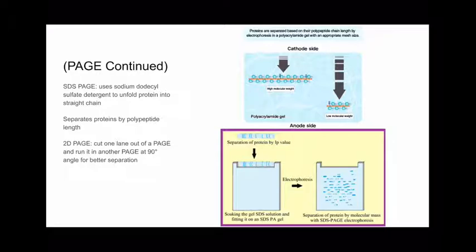Finally, you can also use 2D PAGE to improve protein separation by taking out one lane from a completed PAGE and then placing that lane at a 90-degree angle in a second PAGE. So the second PAGE is typically a different type than the first PAGE. For example, if the first PAGE completed was a native PAGE, then the second PAGE would most likely be SDS.